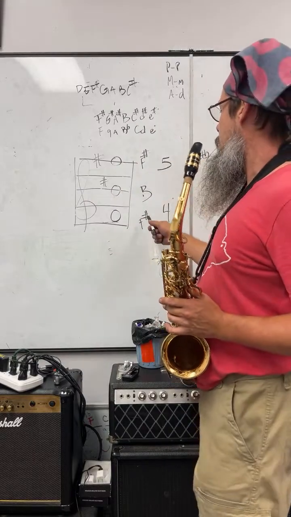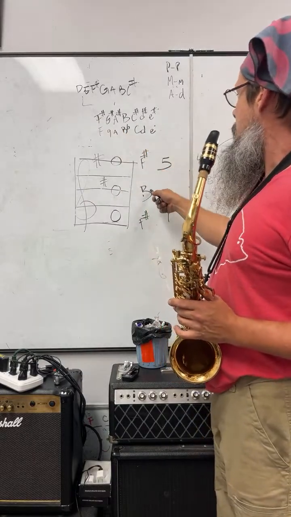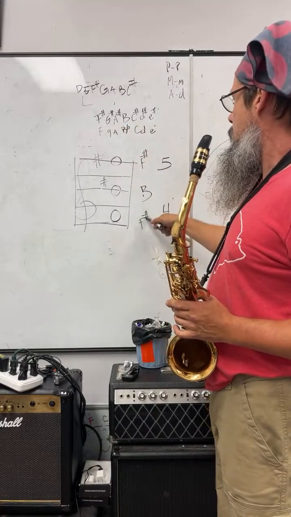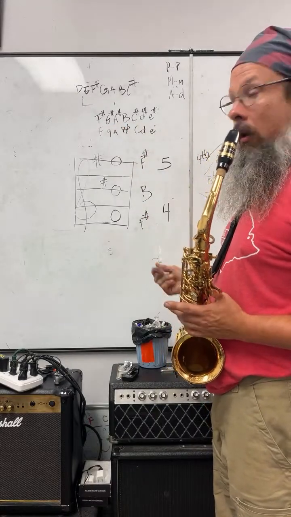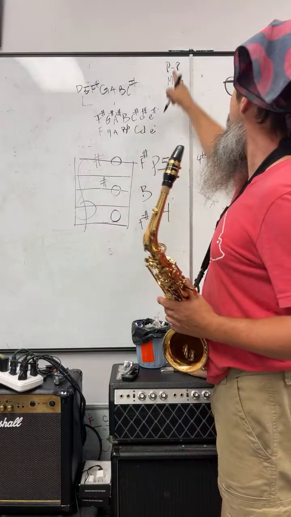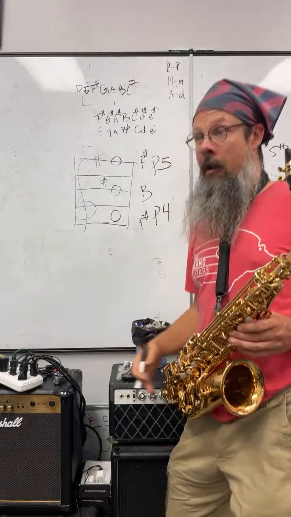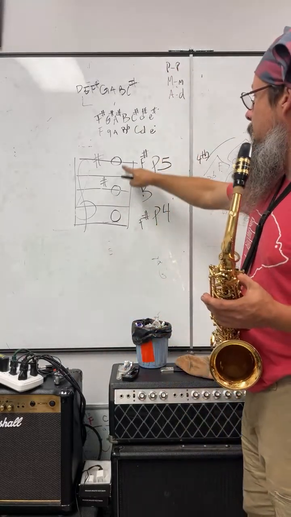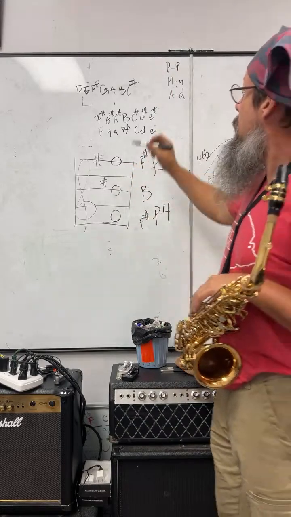And then here's where we're going. In the key of F sharp, is there a B in the key of F sharp? Yes. Cool. Perfect fourth. Perfect fifth. Perfect equals perfect. Done. Check your work. Is B to F sharp a perfect fifth?